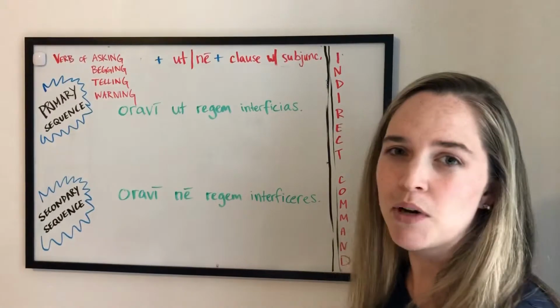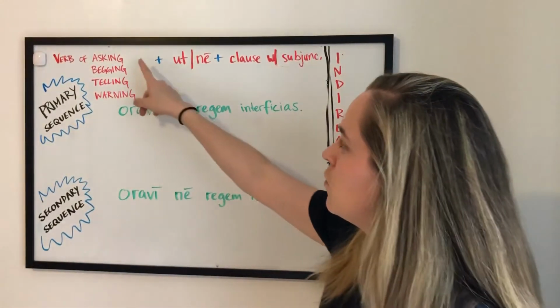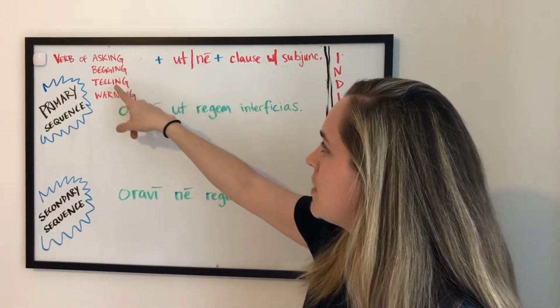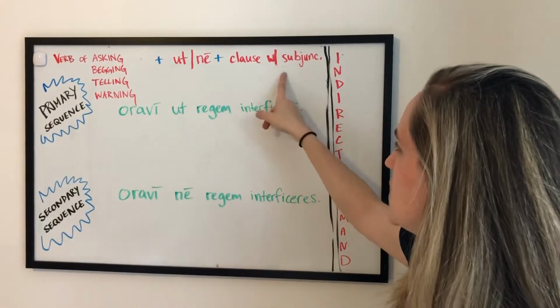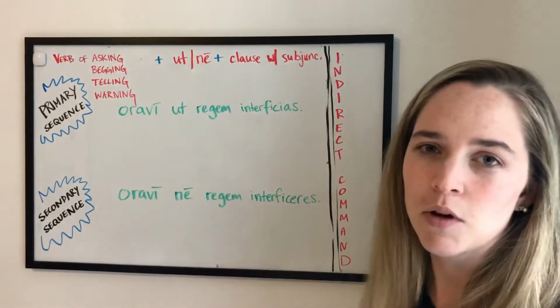So that's indirect command, pretty simple. It's just to recognize when you have ut or nay plus a verb of asking, begging, telling and warning, you're going to have a clause in the subjunctive that describes what you want somebody to do.